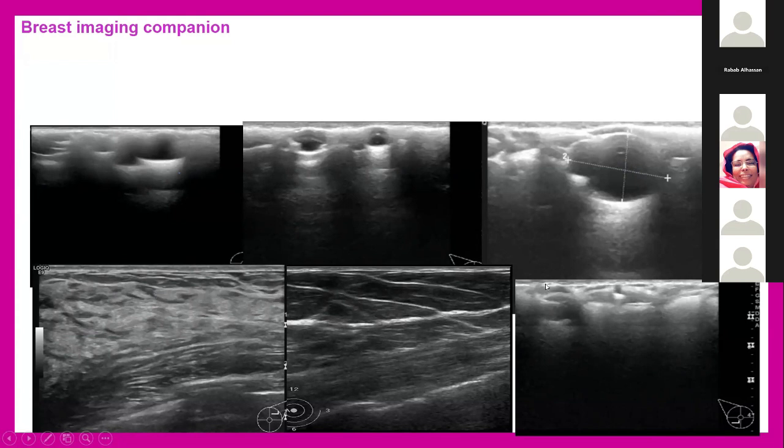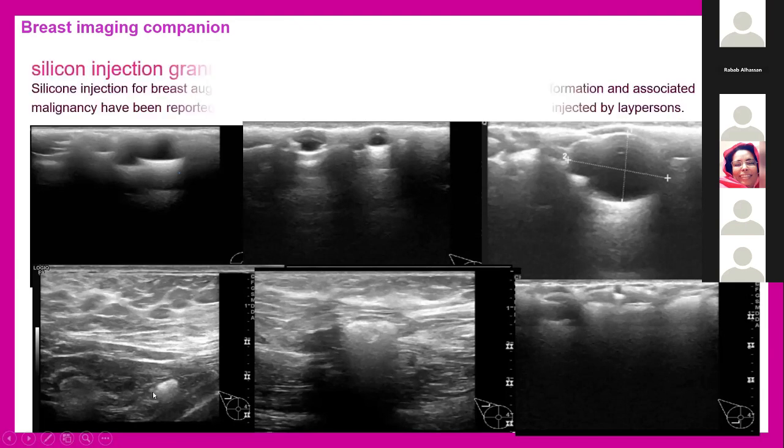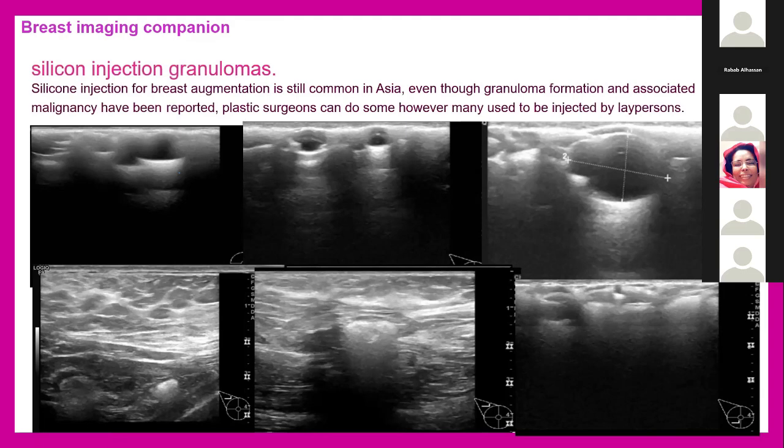But can you see the image here? The snowstorm appearance completely masks the normal breast parenchyma, and here if I have shown this, you can get it immediately, because the silicone granuloma within the lymph node is very typical with this snowstorm appearance. This is silicone injection granuloma.